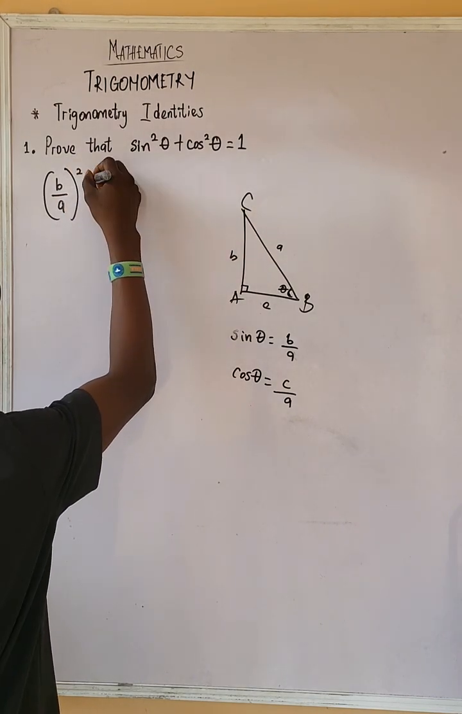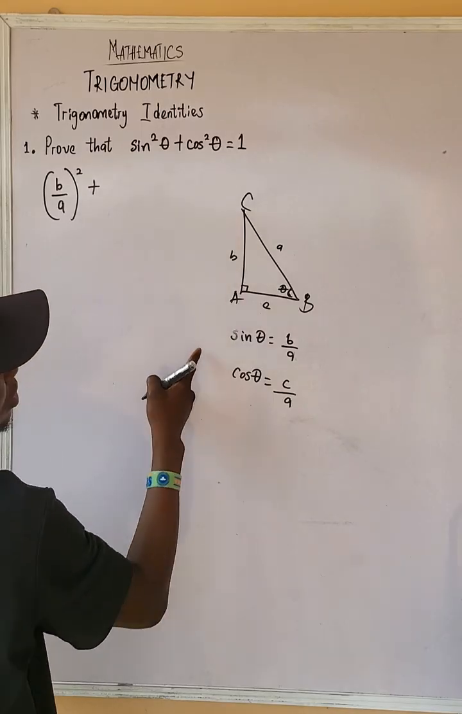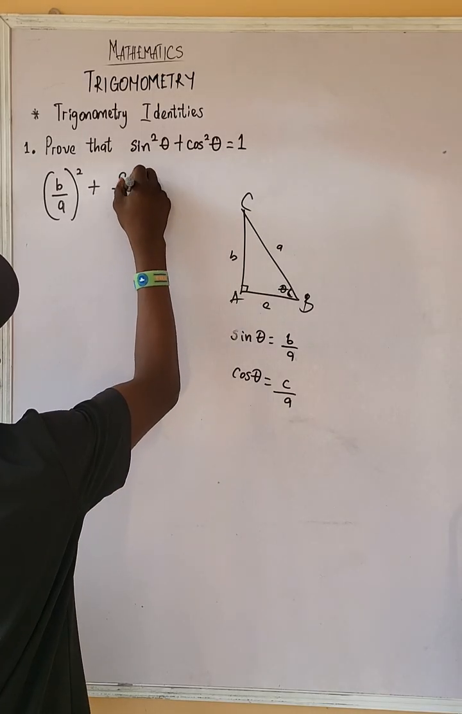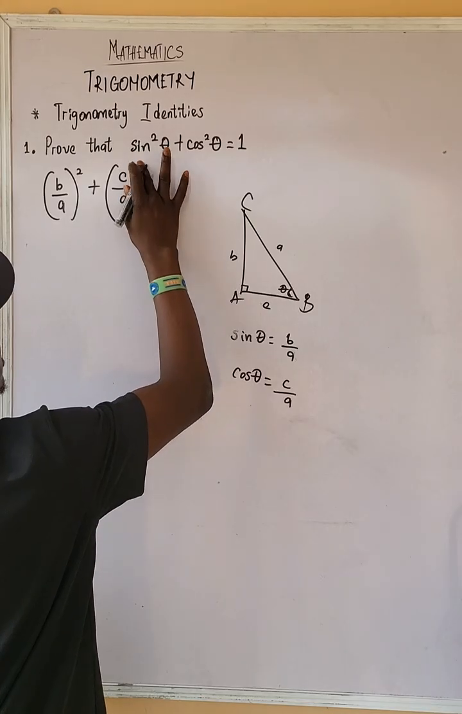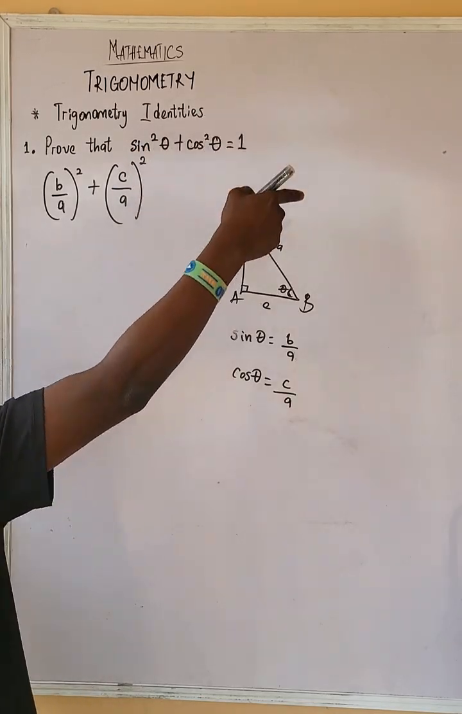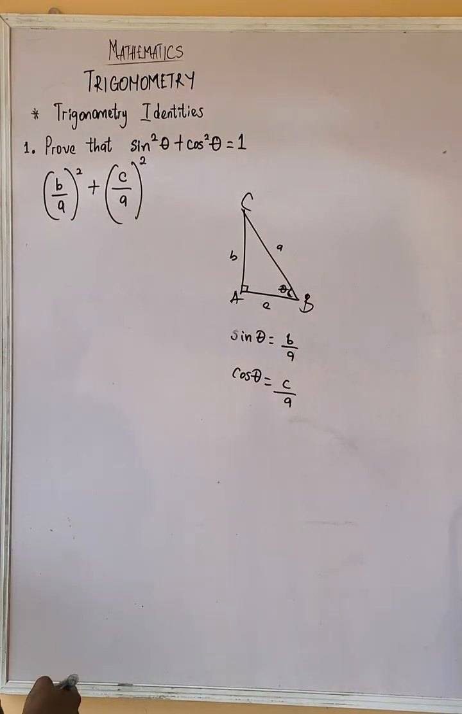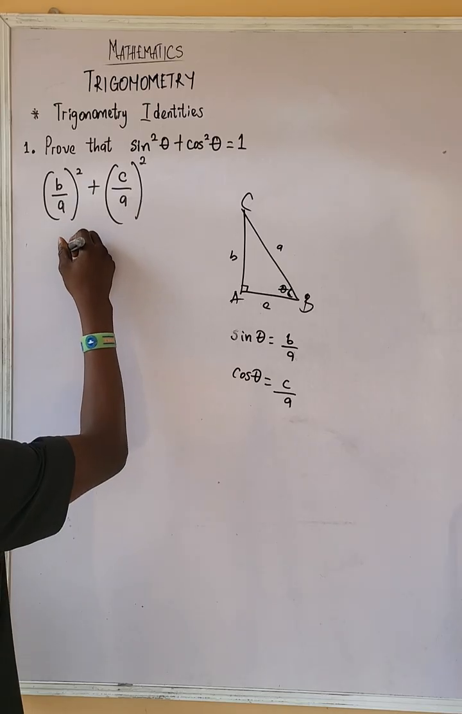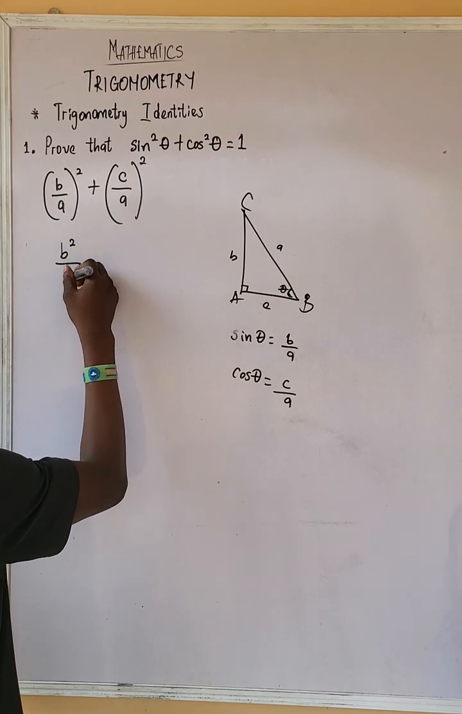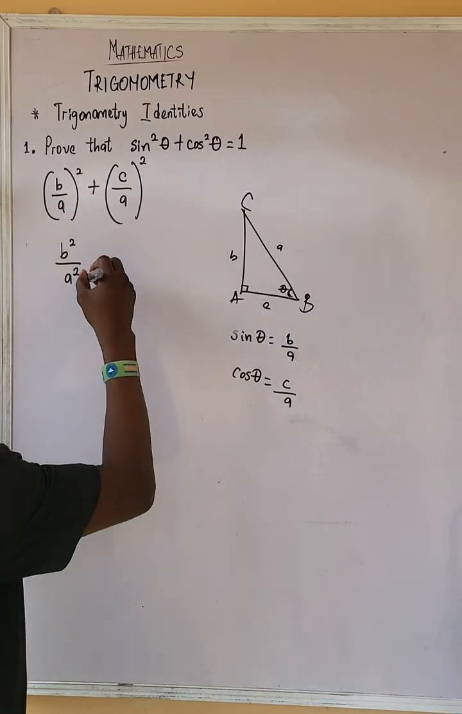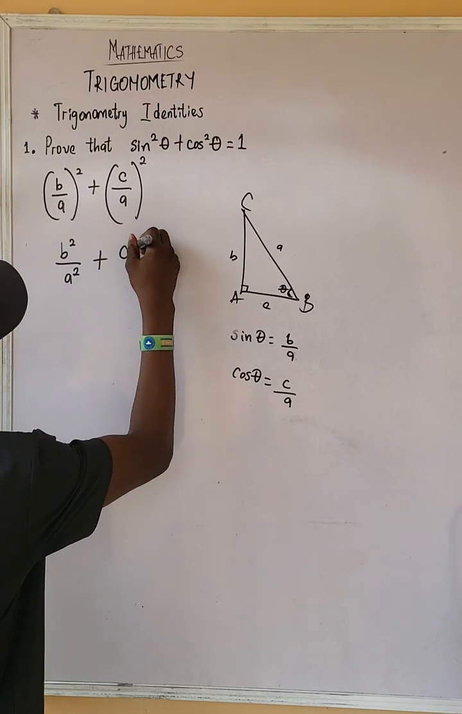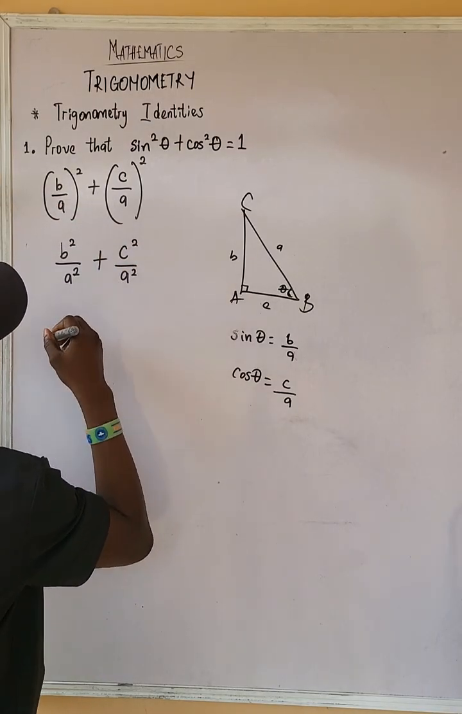So we are picking only this left hand side first. Plus, what's our cos theta? That's C over a, squared. So everything we do on this left hand side must equal 1, which is on the right hand side. Now here we get B squared over A squared. It's just like you take the power of each. Then plus C squared over A squared.